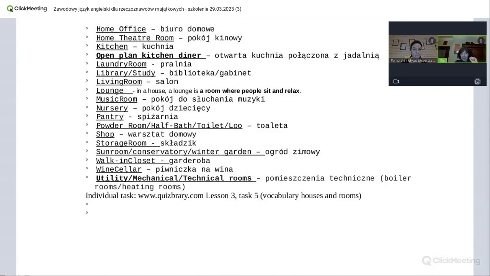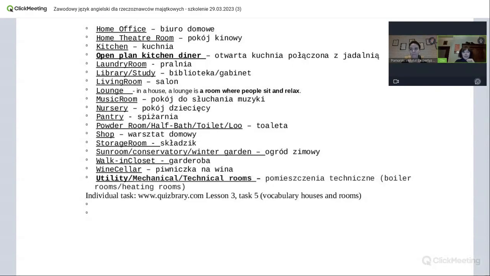But I also tried to show you, I think it's in bold, for example, open plan kitchen diner. If you see something like this, you may not know how to translate it, but in Polish it is otwarta kuchnia połączona z jadalnią. You can, of course, have otwarta kuchnia połączona z pokojem dziennym, salonem. So it's open plan kitchen sitting room or living room. So this open plan means that it's otwarta, okay?